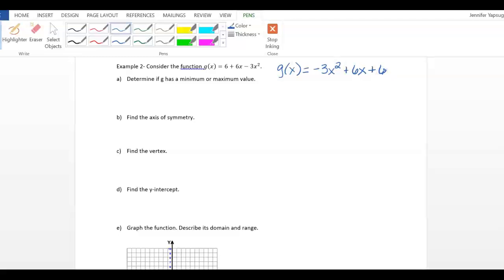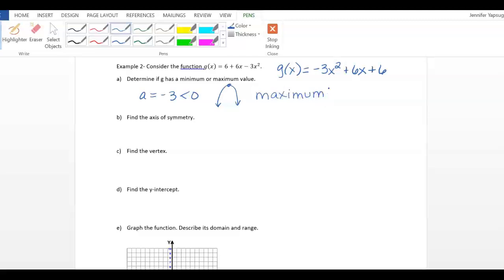All right, so the first thing is to determine whether there's a minimum or maximum value. So my value for a is negative 3, which is less than 0. So that means that my graph is going to open downward, and my vertex would be located here. So that means that this has a maximum value. All right, my axis of symmetry.